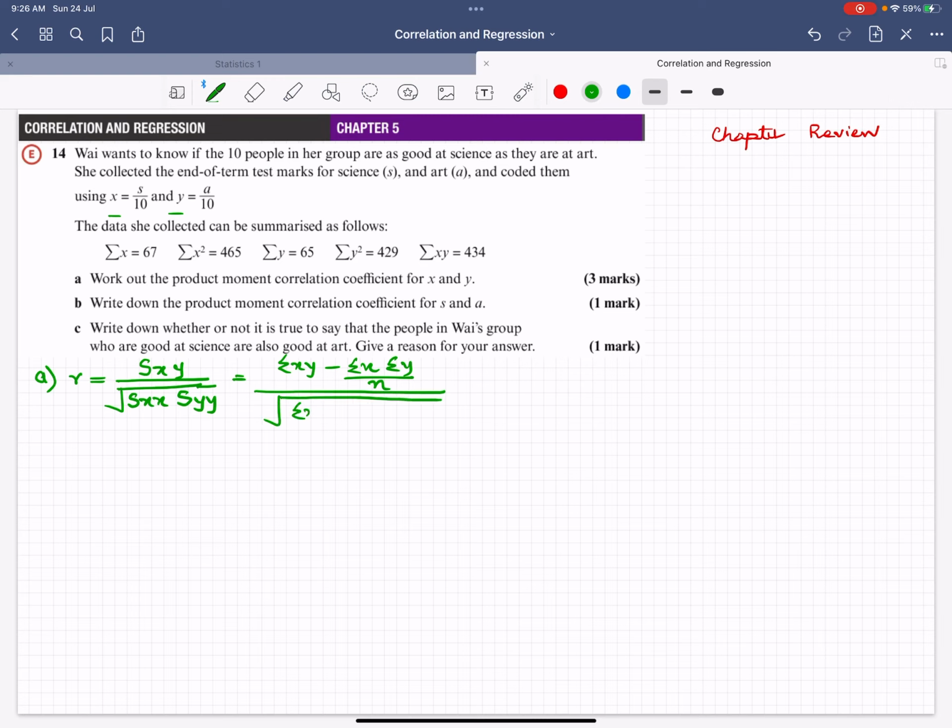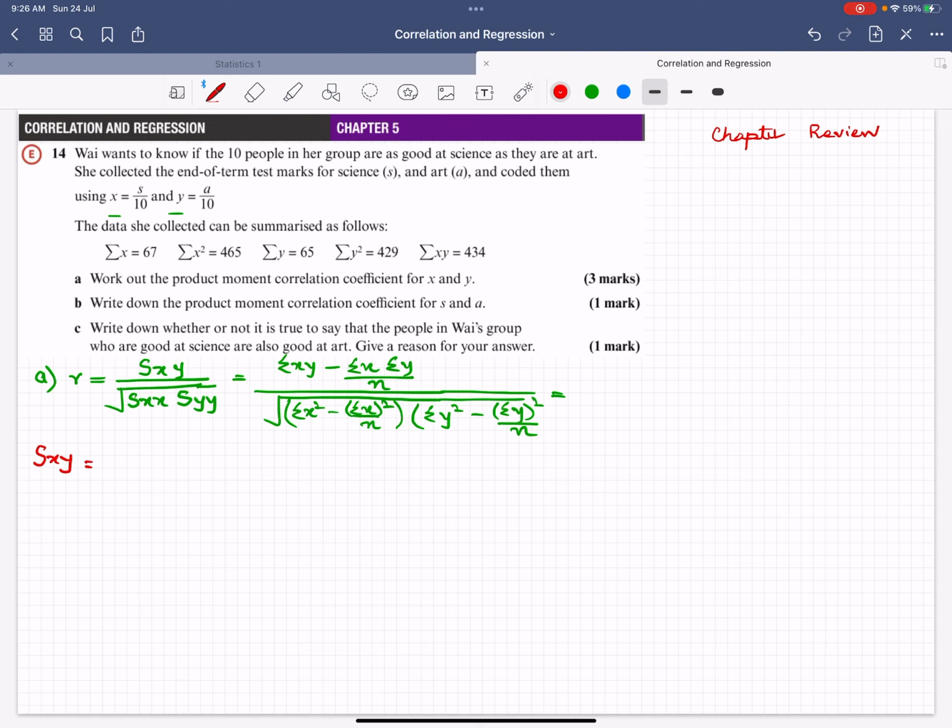sigma x squared minus sigma x upon n, sigma x squared upon n into sigma y squared minus sigma y the whole squared upon n. So let's work out the value of Sxy.